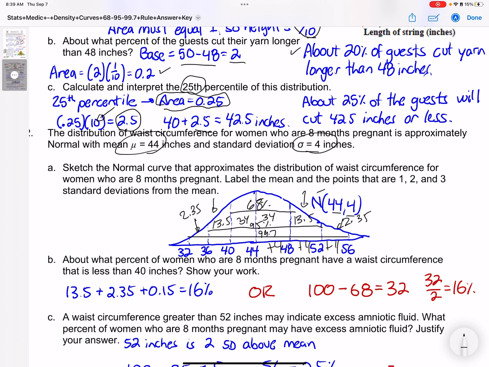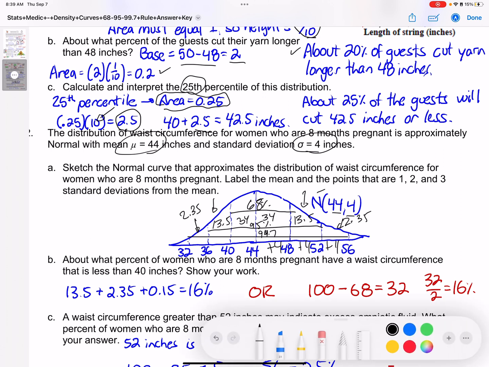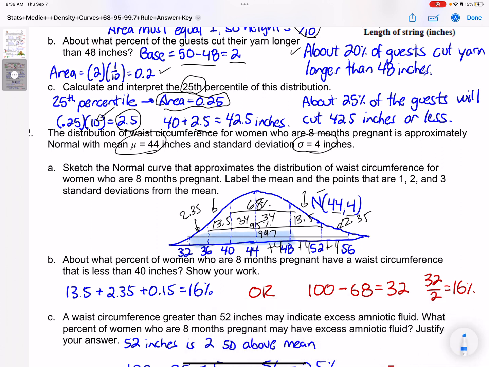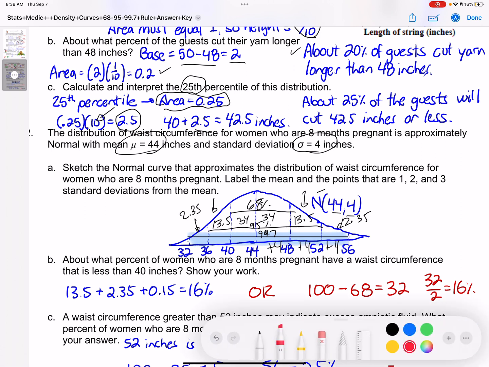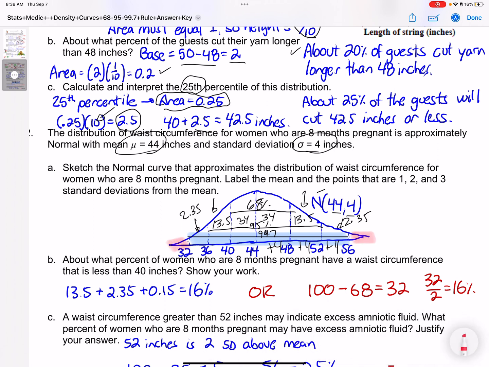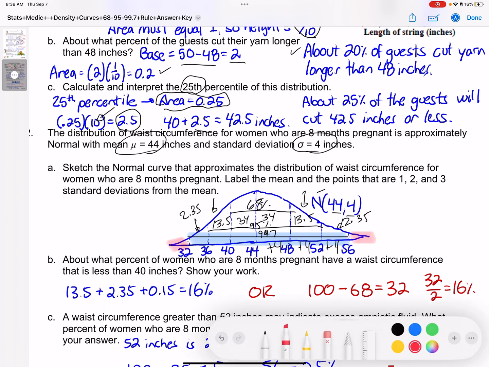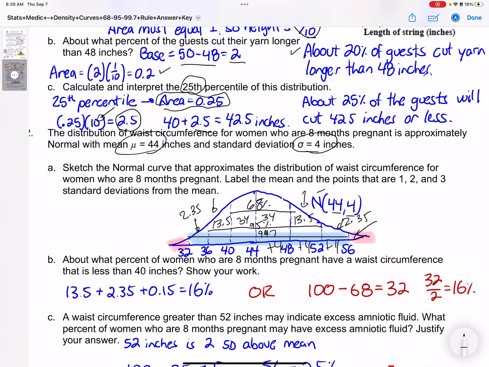Now remember, 99.7 is within 3 standard deviations, which is the part I highlighted. But on the outside, what else do we have? If 99.7 is the part I shaded, then the rest is 0.3, divided by 2 is 0.15 and 0.15. To get this answer, I added up all of these because it asked for less than 40 inches, and 40 inches is right here. So I'm looking for all of this area right here.